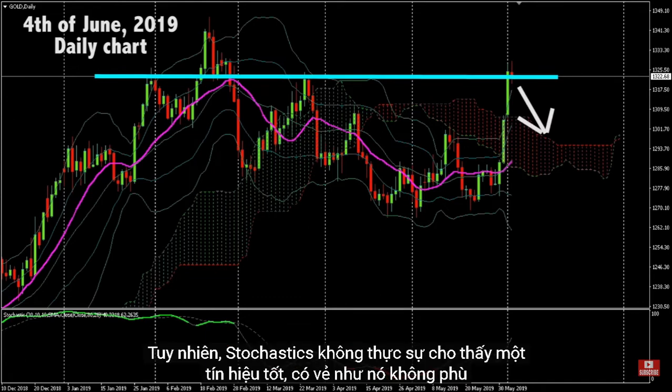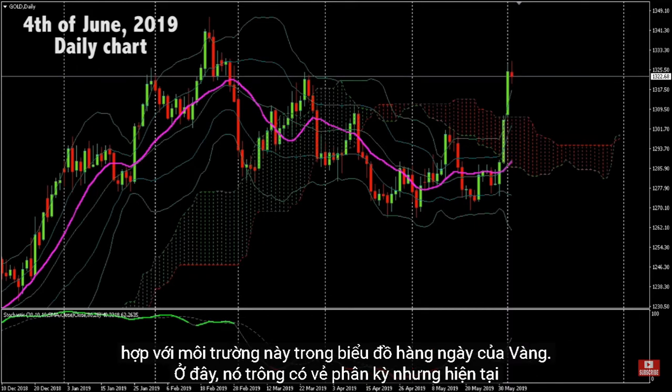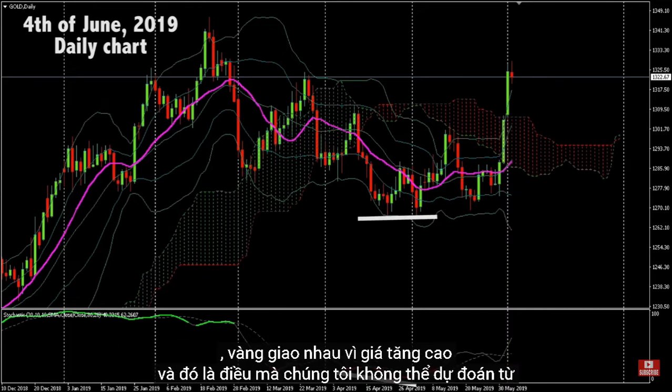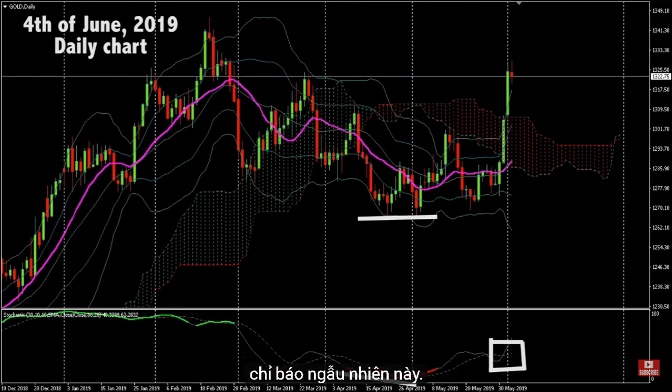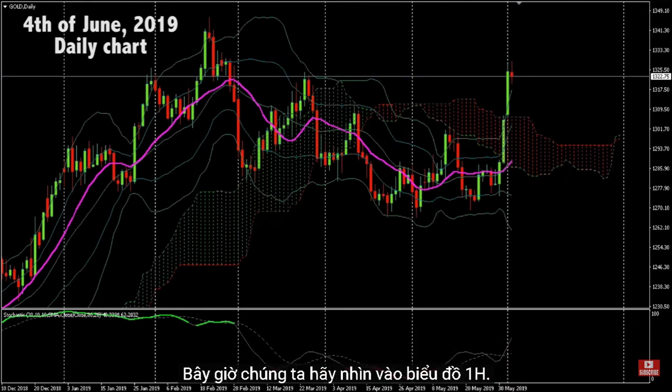However, stochastic shows, well, not really a good signal. Looks like it doesn't resonate with this environment in the daily chart of gold. Here it showed divergence, but right now it gold crossed because the price spiked high, and that's something that we cannot predict from this stochastic indicator. Let's look at the 1 hour chart now.